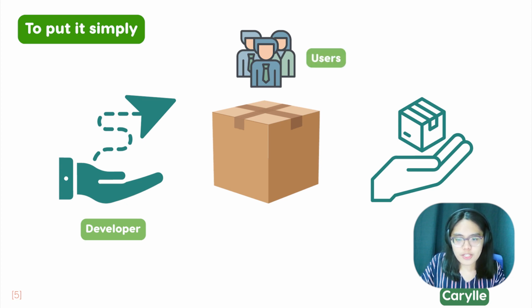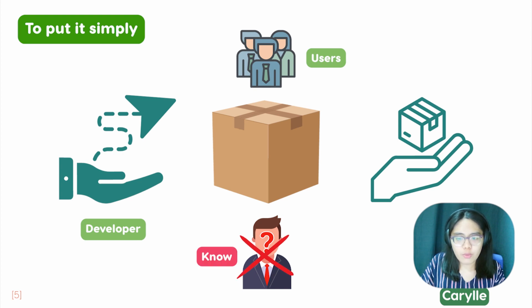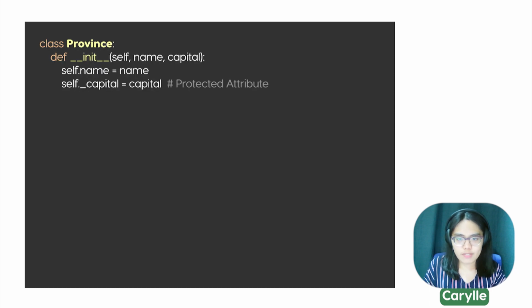These cargo personnel represent users who are given authorized access. Once the package is shipped, unauthorized persons will not be able to know or change what is inside it. We will now apply this by revising our previous code for the province class.